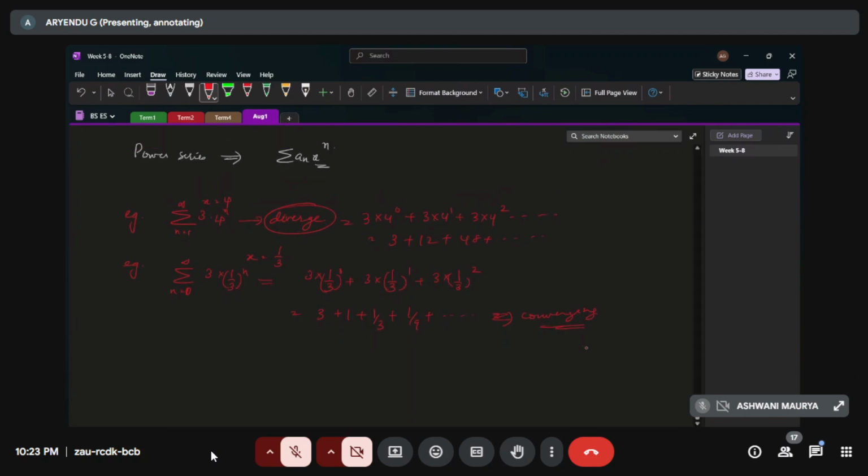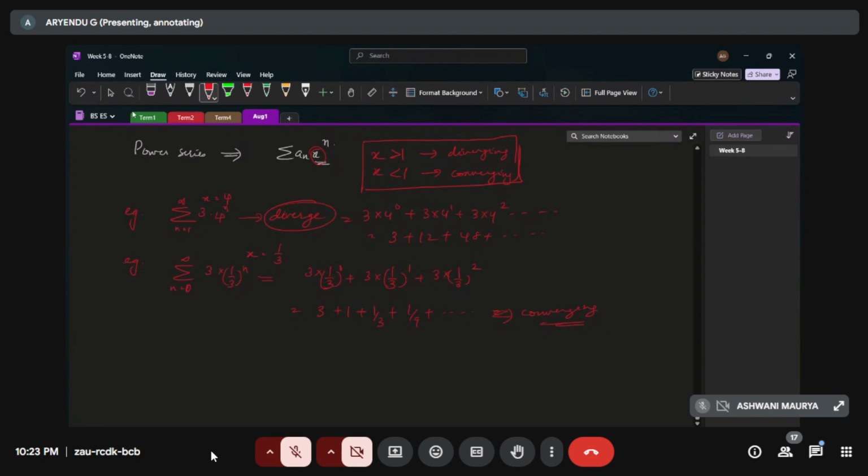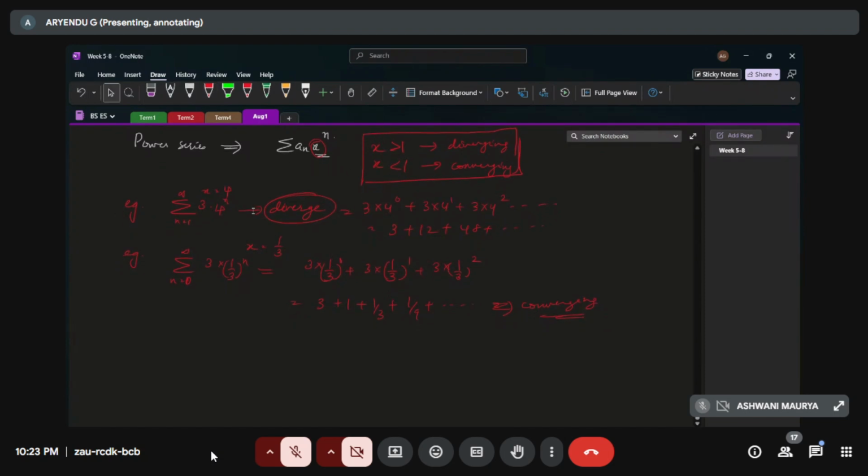So the easiest way to check the power series is depending on the value of x. If x is greater than 1, then you can say that it will be diverging. If x is less than 1, you can say that it will be converging. This is the basic funda of the power series. It will be very evident from the value of x, and if you even write a few values for n and try to add them up, you will realize that it is either going up or going down.